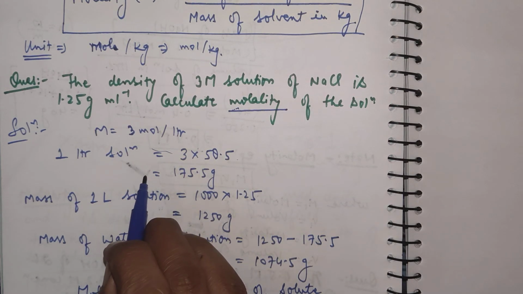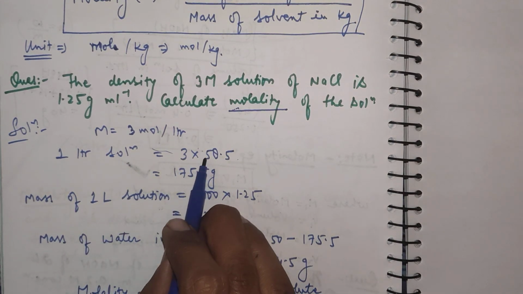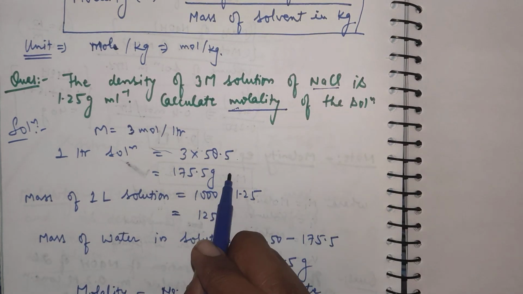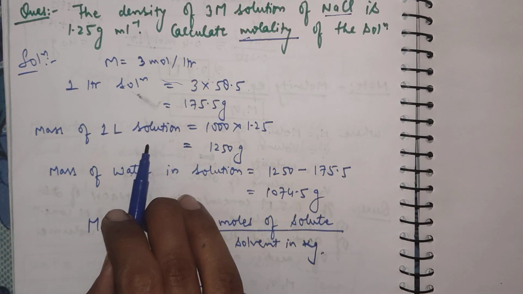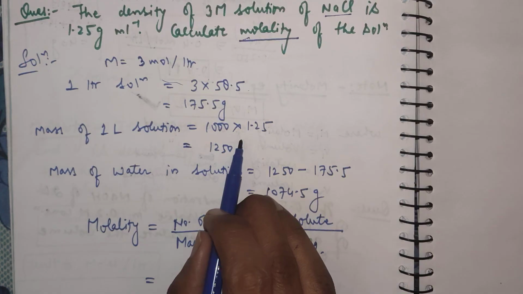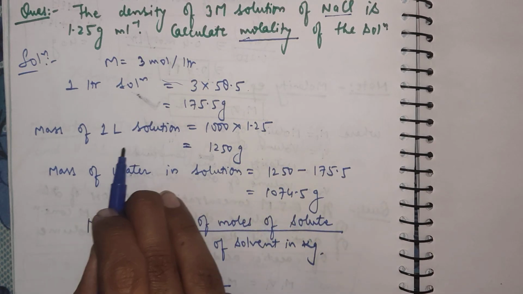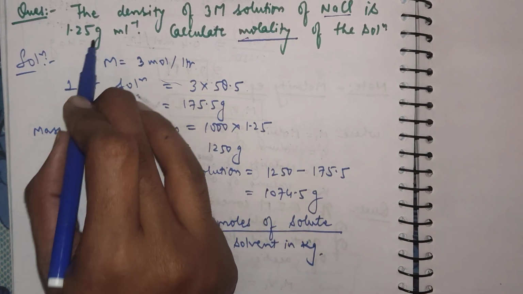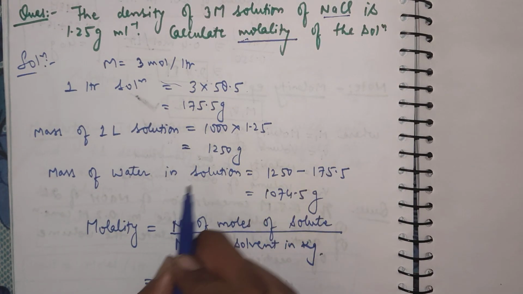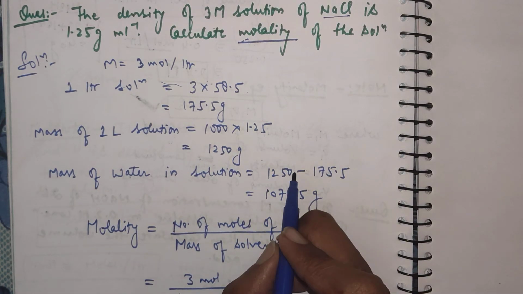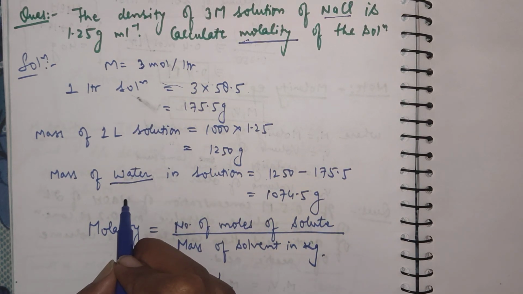So for the calculation of the mass, 1 liter of solution is equal to 3 into 58.5. NaCl mass is 58.5, so in 1 liter solution the mass of NaCl is 175.5 gram. The density is 1.25 gram per ml, means in 1000 ml it will be just like 1250 gram. So that is the mass of solution. The mass of water in solution, it means solvent, the mass of solvent we just want to calculate.